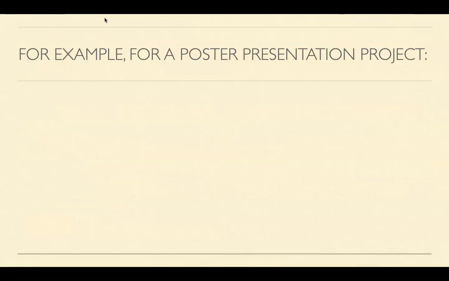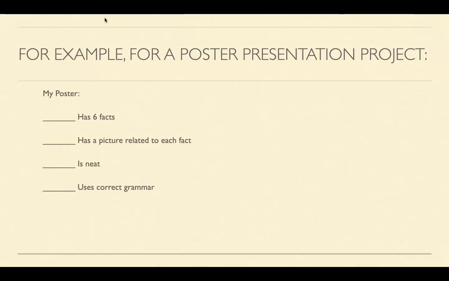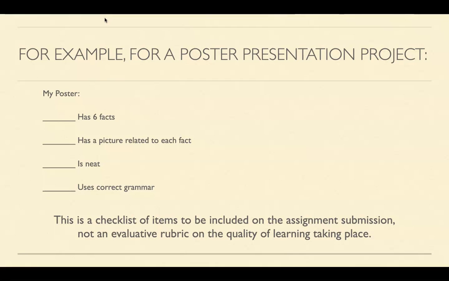As an example, let's say that we have a poster presentation project, and here's our checklist. My poster has to have 6 facts, has to have a picture related to each fact, it has to be neat, and use correct grammar. Well, this is definitely a checklist item and not a rubric. This needs to be included with the assignment submission in terms of what they need to include, but it is not an evaluative rubric on the quality of learning taking place. This does not demonstrate learning. It just means they can check items off of a list and include these things in their poster.